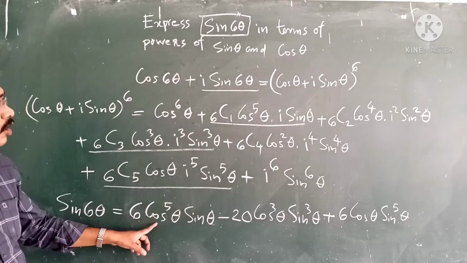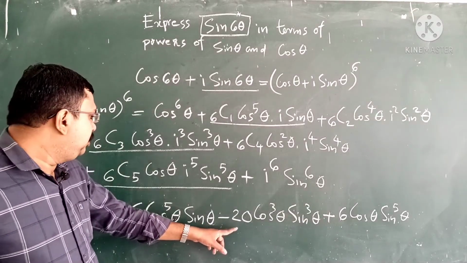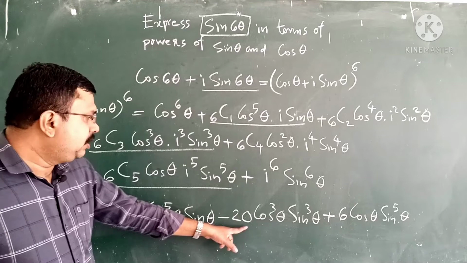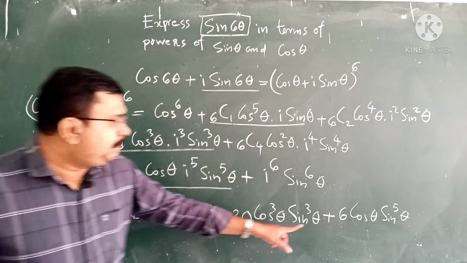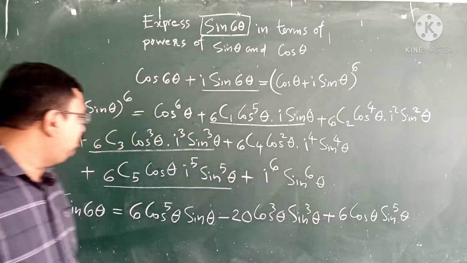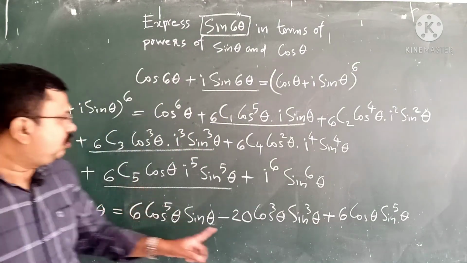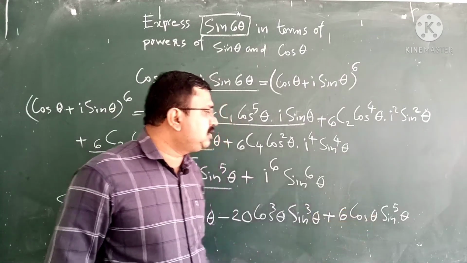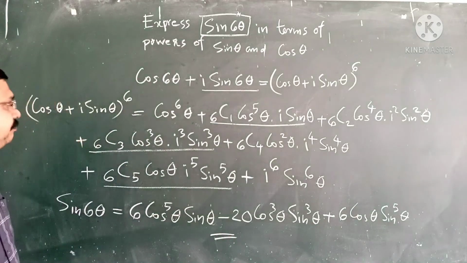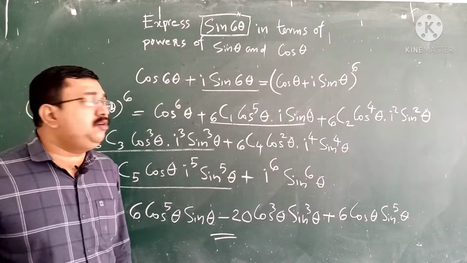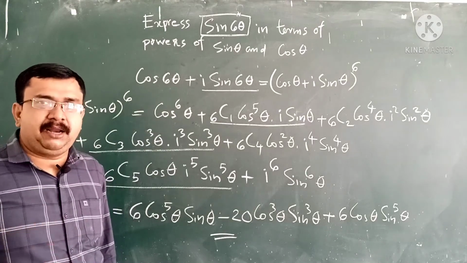When we equate the imaginary part, we get sin 6 theta equal to 6 cos raised to 5 theta sin theta minus 20 cos cube theta sin cube theta plus 6 cos theta sin raised to 5 theta. This is our final answer. If we want to find the value of cos 6 theta, then we equate the real part.